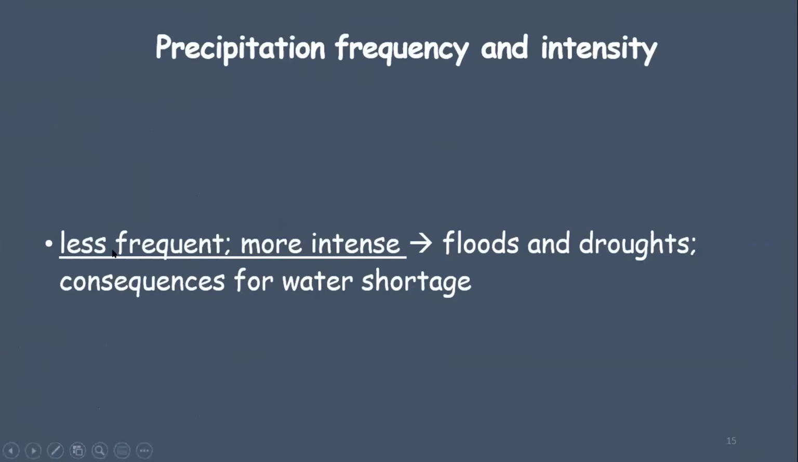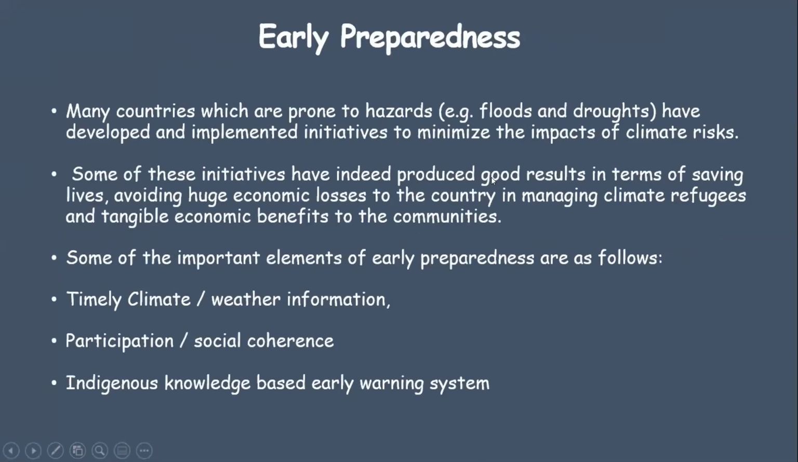The point that we discussed is that due to climate change, precipitation is becoming less frequent, but the intensity of the precipitation is increasing. Ultimately, this will create floods and droughts, and these are the two major hazards and also disasters, which are the consequence of our water shortage. Many countries which are prone to hazards, like Pakistan, are facing both floods and droughts.